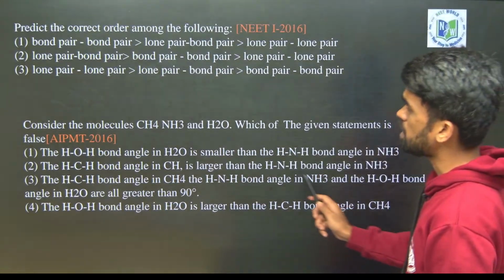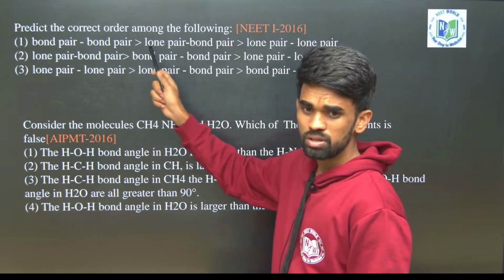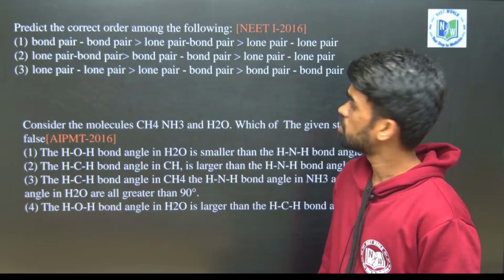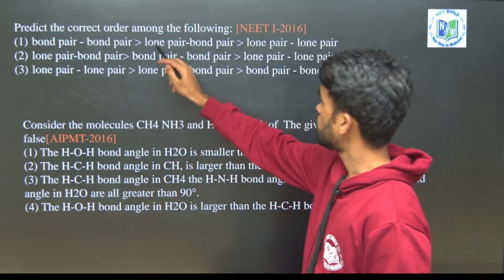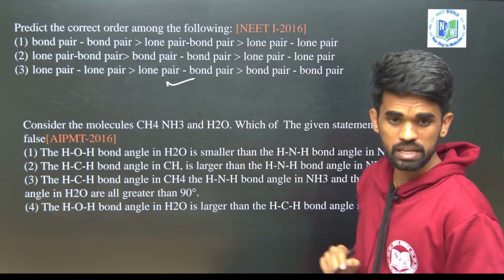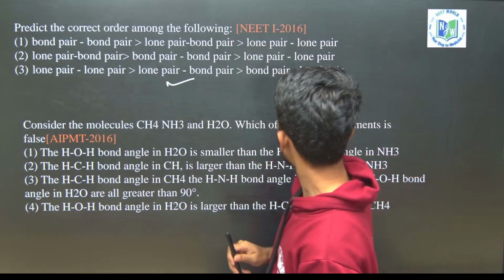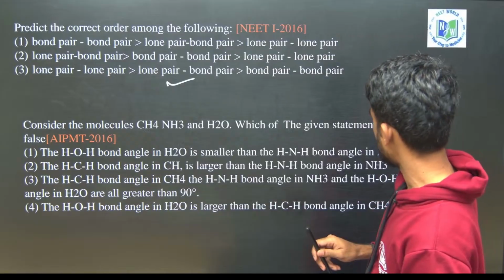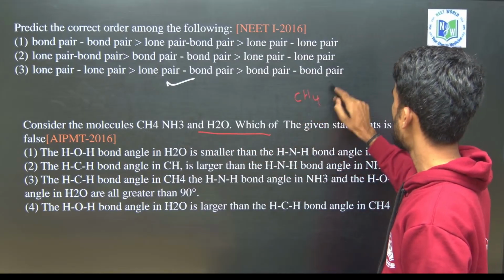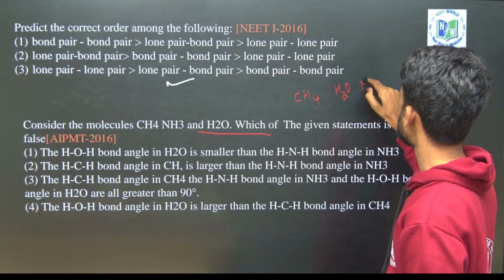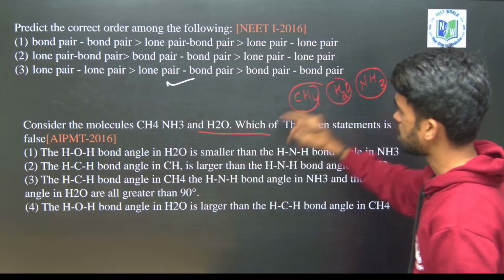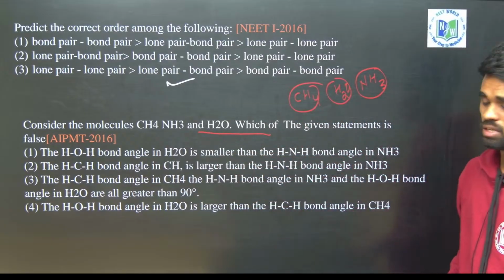First of all, what is the order I gave you? Bond pair is least. They are asking to predict the correct one, so the correct one is the third option. Next, which statement is correct? We have studied methane, water and ammonia; these three molecules are already done, and the remaining I will tell you now. Which is correct out of these four statements?